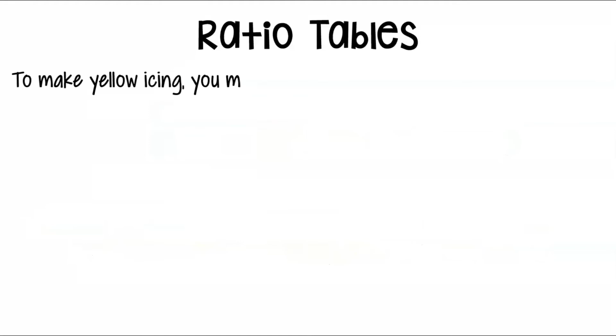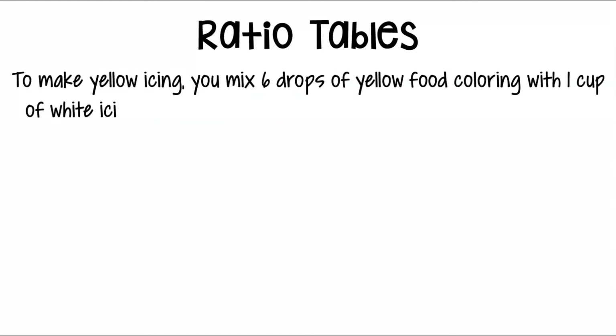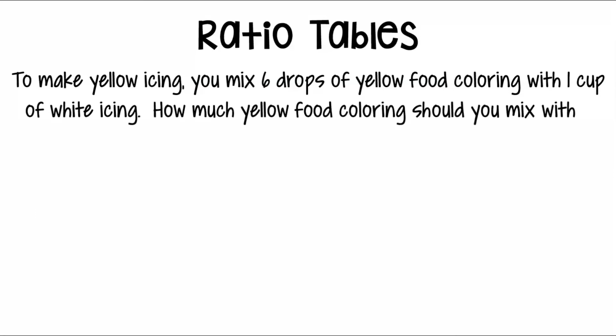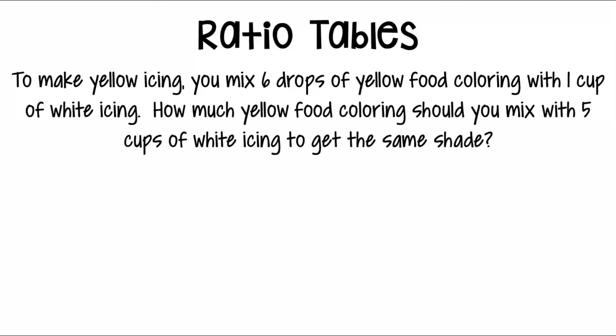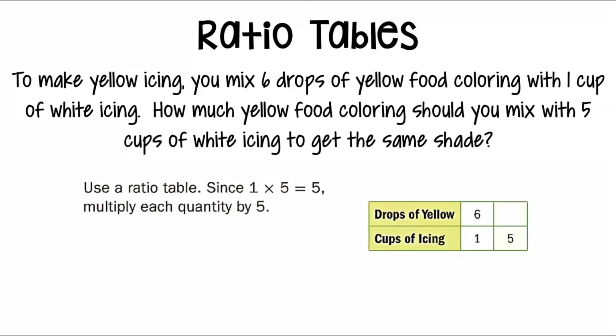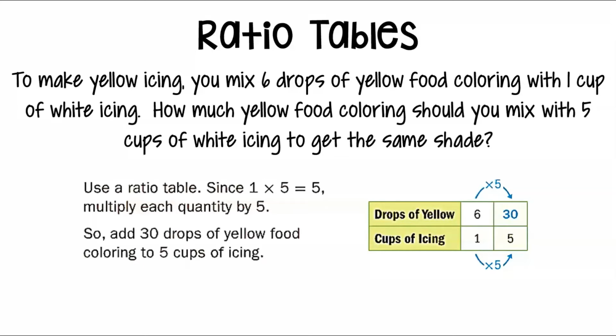Here's an example of a word problem that you can solve by using a ratio table. To make yellow icing, you mix 6 drops of yellow food coloring with 1 cup of white icing. How much food coloring should you mix with 5 cups of white icing to get the same shade? So let's use a ratio table. Since we know that 1 times 5 is 5, we can multiply the top by 5 as well to get that we need 30 drops of yellow to 5 cups of icing. So we'll add 30 drops of yellow food coloring to 5 cups of icing.